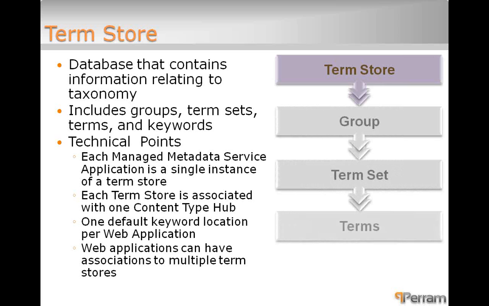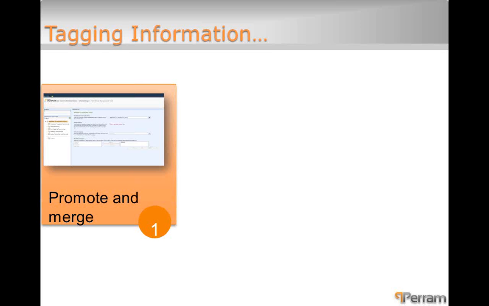So the term store consists of four different levels. For example, we have the term store for Perm Corp, and in there we have groups, basically countries. Under the countries we have a term set of provinces, and under the provinces we have multiple terms such as Ontario, Quebec, and all the provinces. So when I upload a document and tag it, it will ask me which province it belongs to, and I can pick from the terms which province I want to associate this document with.